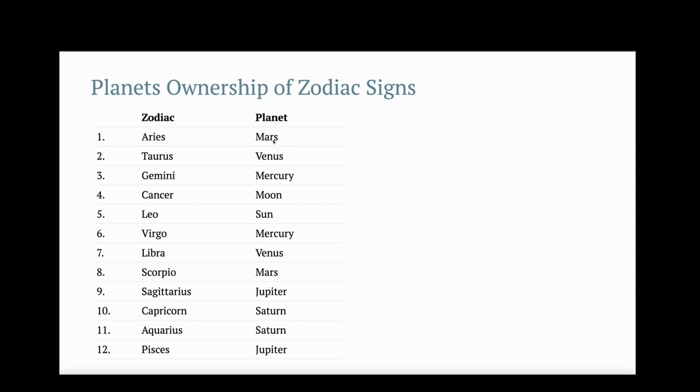As you can see, the planet Mars rules 2 signs, Aries and Scorpio. Venus rules 2 signs, Taurus and Libra. Mercury rules 2 signs, Gemini and Virgo. Moon and Sun are the only 2 planets that rule only 1 sign. Moon rules Cancer, Sun rules Leo, Jupiter rules 2 signs, Sagittarius and Pisces, and Saturn rules 2 signs, Capricorn and Aquarius.